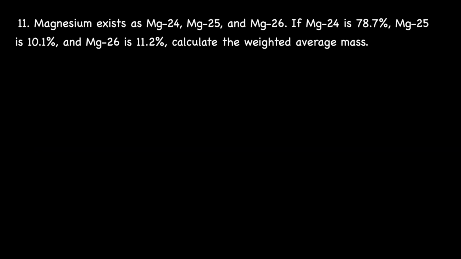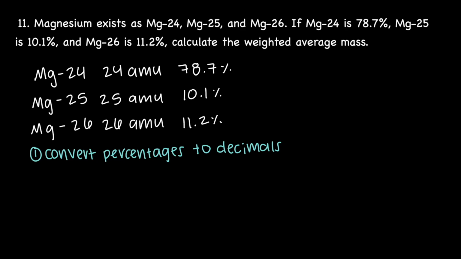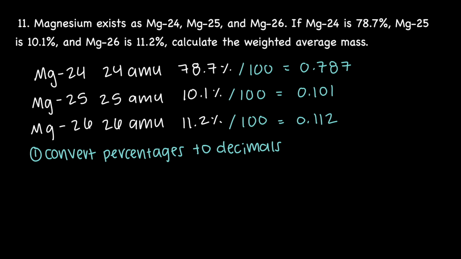Question 11. Calculate the weighted average mass of magnesium. Magnesium 24, 78.7%. Magnesium 25, 10.1%. Magnesium 26, 11.2%. First, convert percentages to decimals by dividing each percentage by 100. 78.7% becomes 0.787, 10.1% becomes 0.101, and 11.2% becomes 0.112.